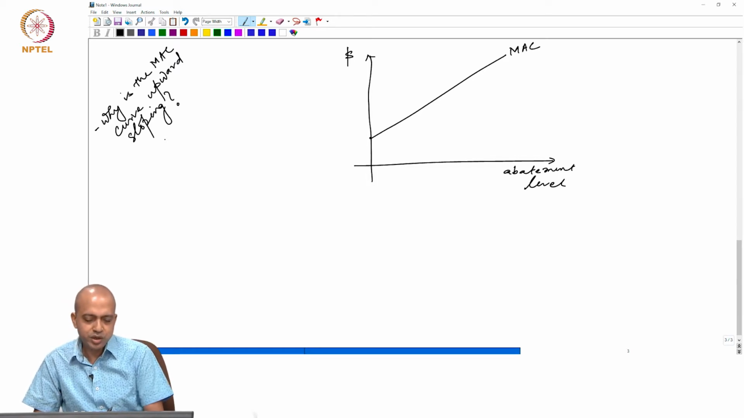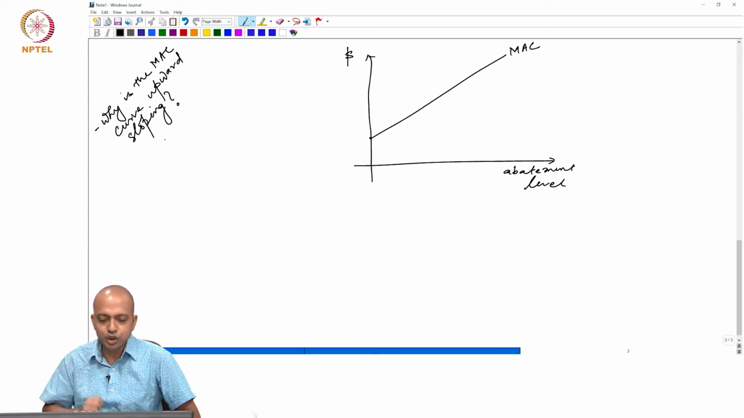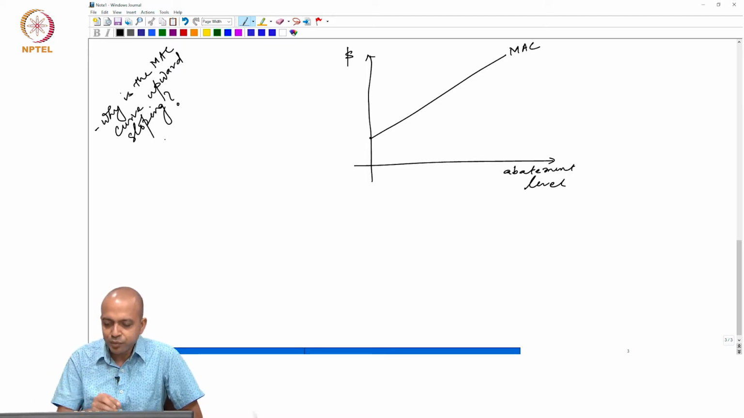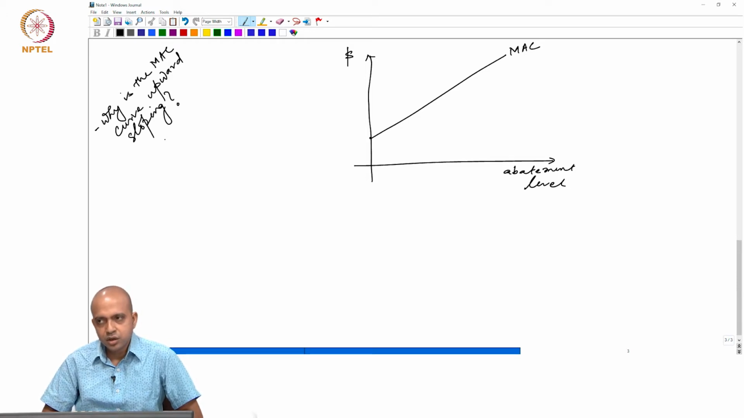Now, to answer this question, you can apply one simple logic. At the initial level, when abatement level is very low, that means there is too much of emission. When emission level is too much, then it is very easy to clear the emission. As you keep on abating, the pollution level or emission level will come down, and it would be very hard to clear the environment even further when it is already cleaned.